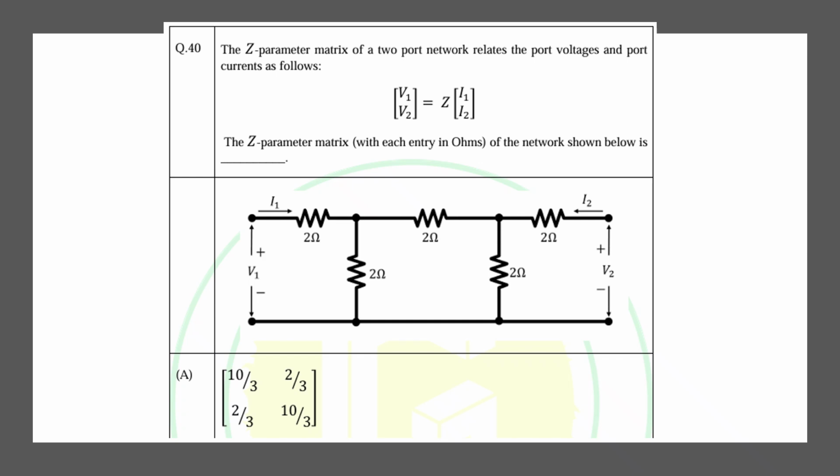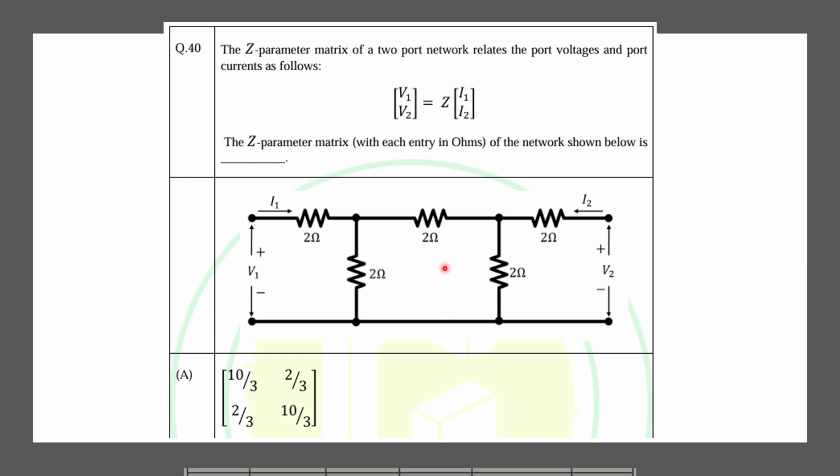Okay, now let's take one more question. In this question, the Z parameter matrix of a two-port network relates the port voltages and port currents in this manner. This is also called the Z parameter matrix of the network, and it's given. Now you have to find the Z parameter matrix, meaning Z11, Z12, Z21 and Z22.